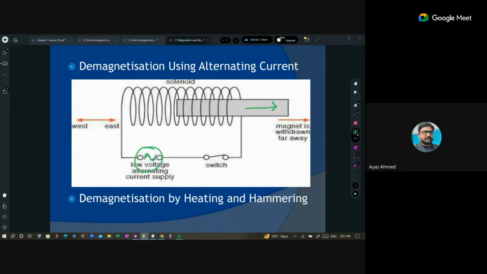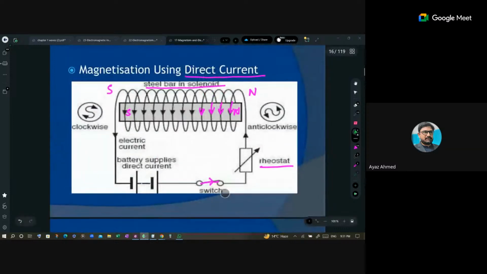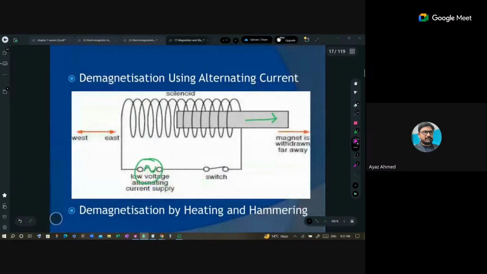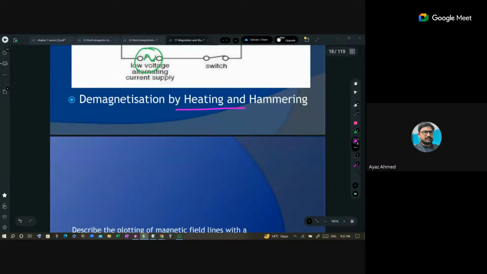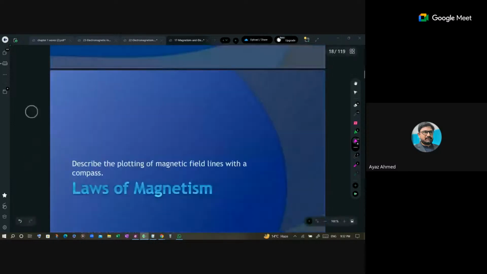It will be demagnetized. So you have to remember this method of magnetization and demagnetization: in magnetization we use DC. Please keep this with you, this is very important information. For magnetization, DC, keep it inside, increase the current, and after some time it would be magnetized. But for demagnetization, use alternating current and drag it out, and after some time it would be demagnetized. Heating and hammering are also procedures for demagnetization.